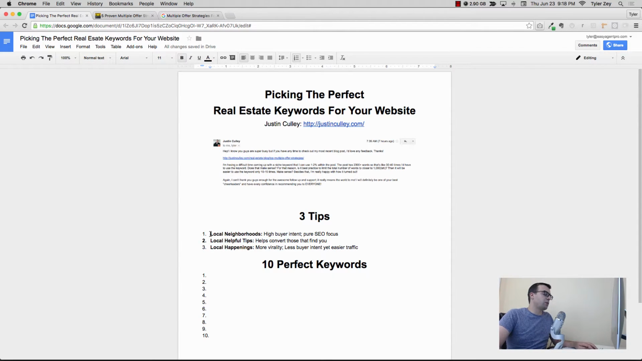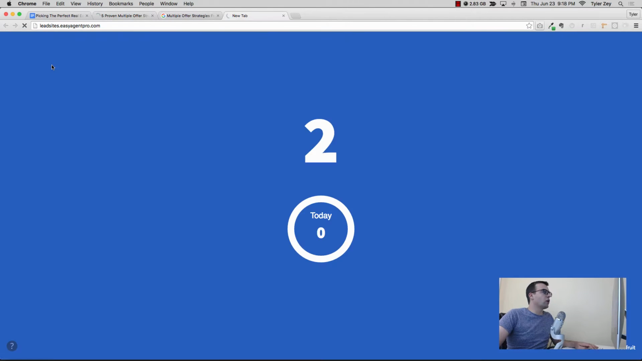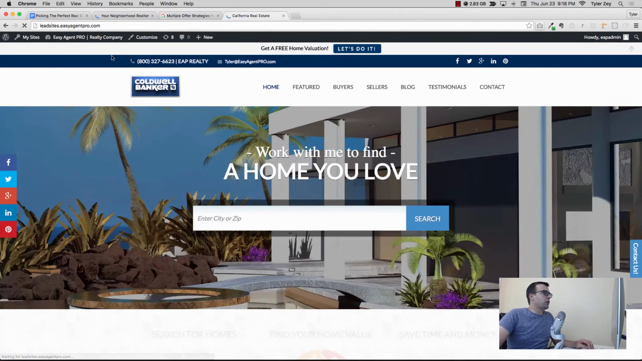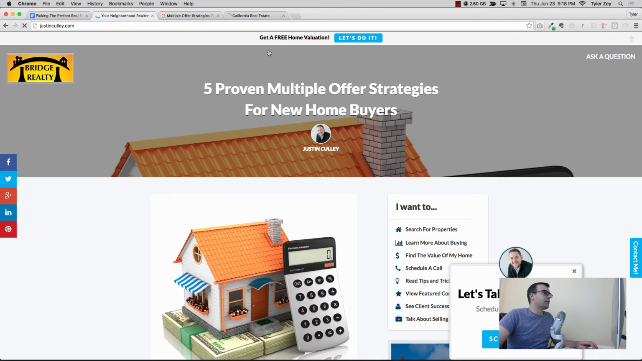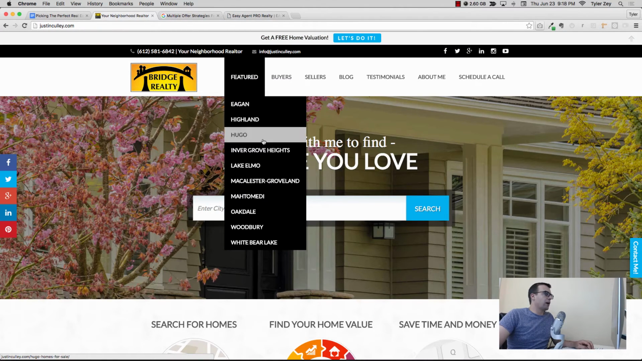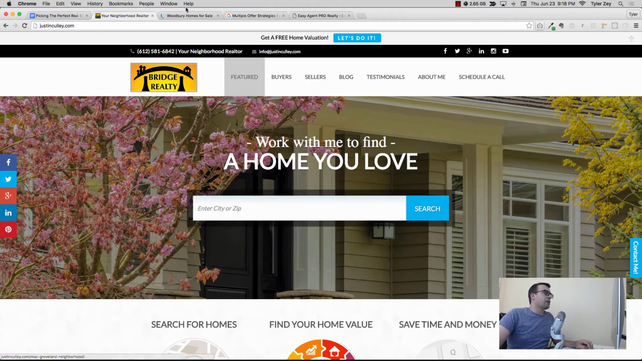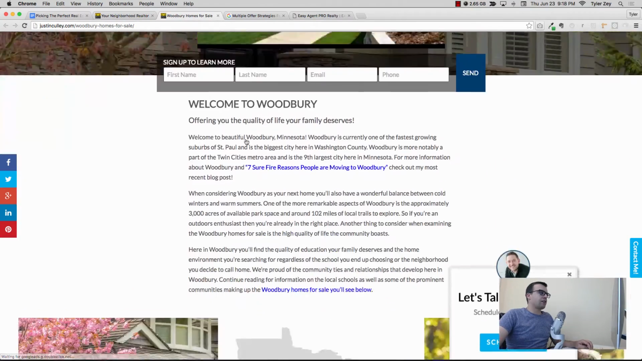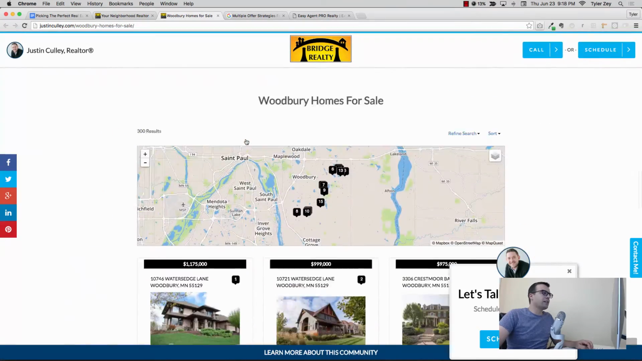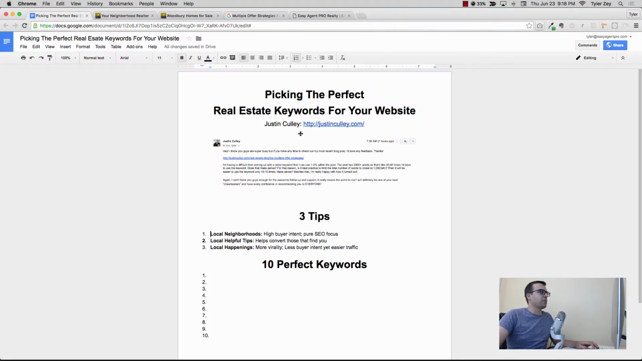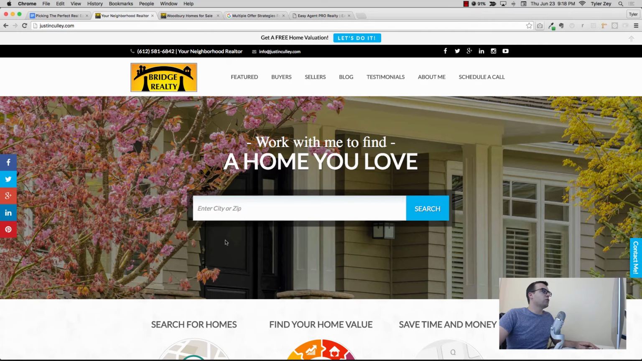And then, of course, with InstaFarm, with your lead site, and Justin's doing this, you can go after the actual neighborhood communities themselves. So you can go and look at something like Woodbury, and you can see how he's targeting this keyword really well, right? So this is a good target for that neighborhood. So he's doing these. What I would recommend is when you're doing these helpful tip keywords, that you niche down.